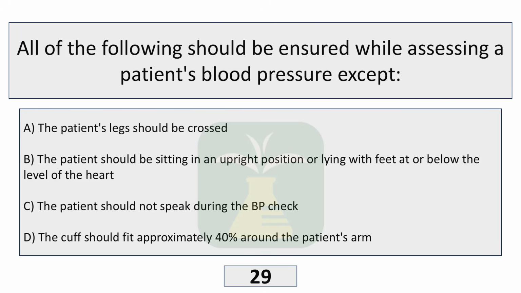All of the following should be ensured while assessing a patient's blood pressure except: A. The patient's legs should be crossed. B. The patient should be sitting in an upright position or lying with feet at or below the level of the heart. C. The patient should not speak during the BP check. D. The cuff should fit approximately 40% around the patient's arm.